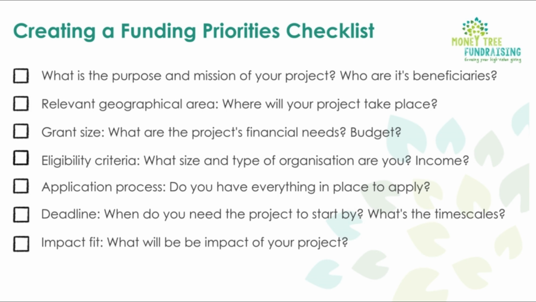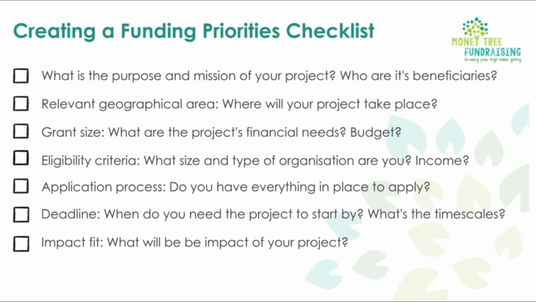5. Eligibility criteria. From your case for support, identify the key aspects that define your organization. This could be whether you're a charity or a CIC and the size of your income. For instance, if you're a CIC, you need to ensure the funder accepts applications from your type of organisation. If your income is above a certain level, £1 million for example, check if the funder supports larger organisations.